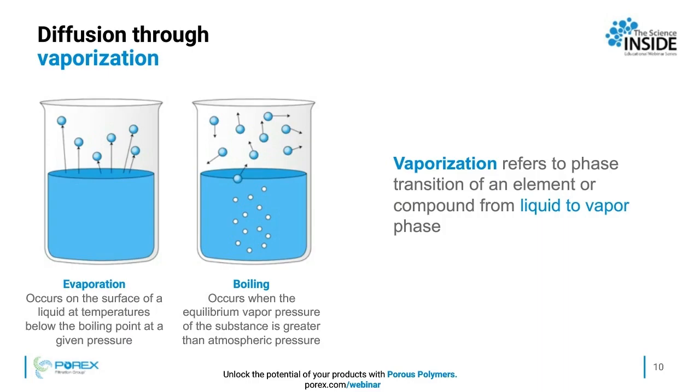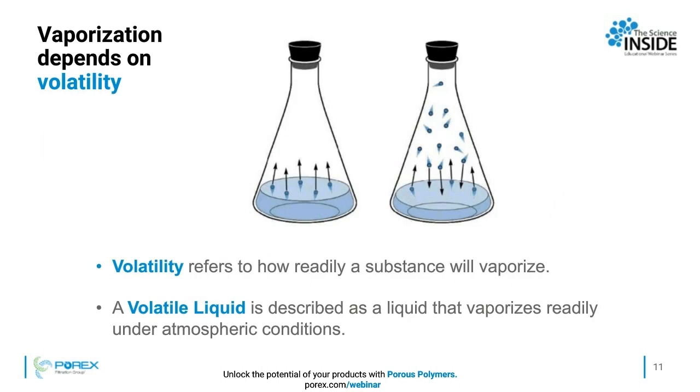One factor that can influence vaporization is the volatility of the liquid. Volatility refers to how readily a substance will vaporize. And a volatile liquid is one that's described as a liquid that can vaporize under atmospheric conditions. It's important when you're designing your device to understand the liquid that you want to diffuse or the gas and understand the volatility so we can design the proper diffusion system.